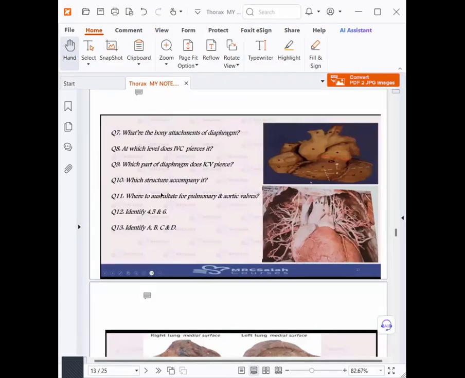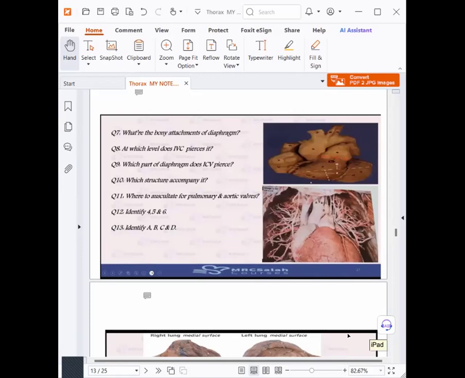Medial arcuate ligament extends from the side of the body of L1 to the tip of transverse process of first lumbar vertebra. Median arcuate ligament is between left crus and right crus. And lateral arcuate ligament is from the transverse process of L1 to the lower edge of 12th rib.